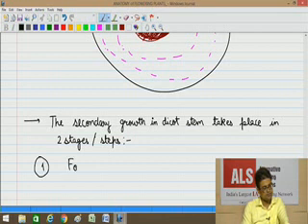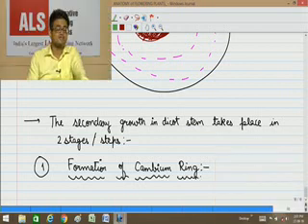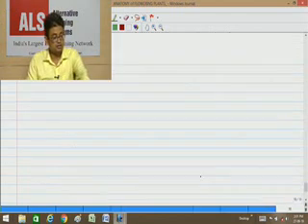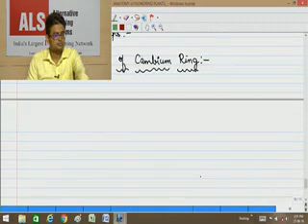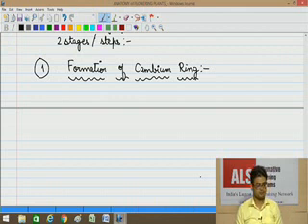The first step is formation of cambium ring. We must first complete the cambium ring. So everybody understands this? If you have even the slightest doubt, please feel free to tell me what doubt you have. Okay? Don't hesitate. Secondary growth takes place in 2 steps. Formation of cambium ring is happening first.